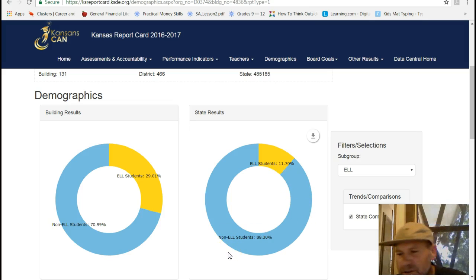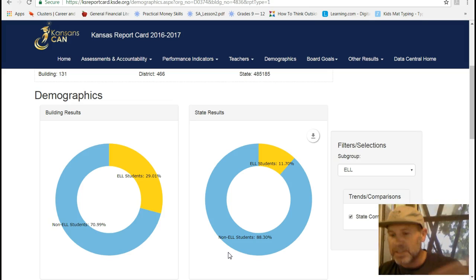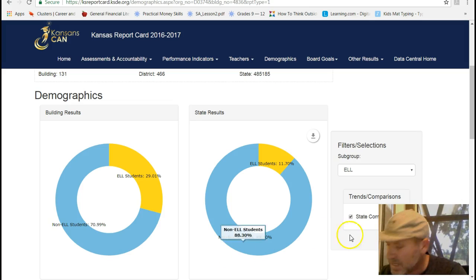We have a very large ELL population in our school, those students speaking English as a second language. We have a very good program, I might add, for ESL, and all of our teachers have now actually taken the test and are certified for English as a second language, which is a very good benefit to all of our students that we have.